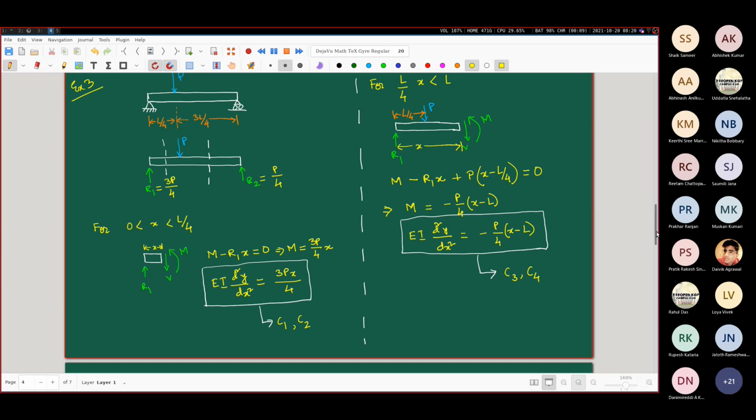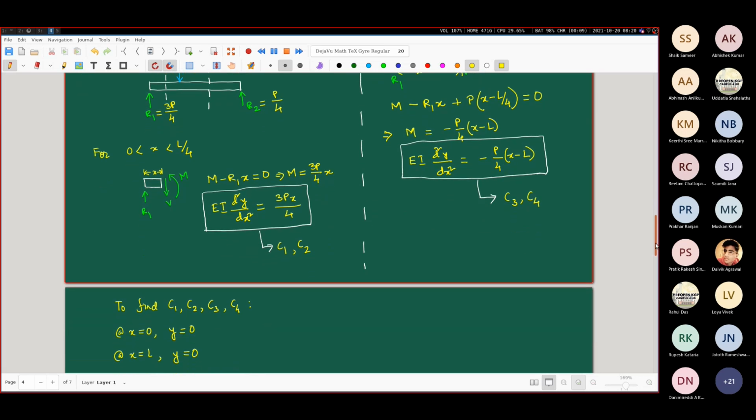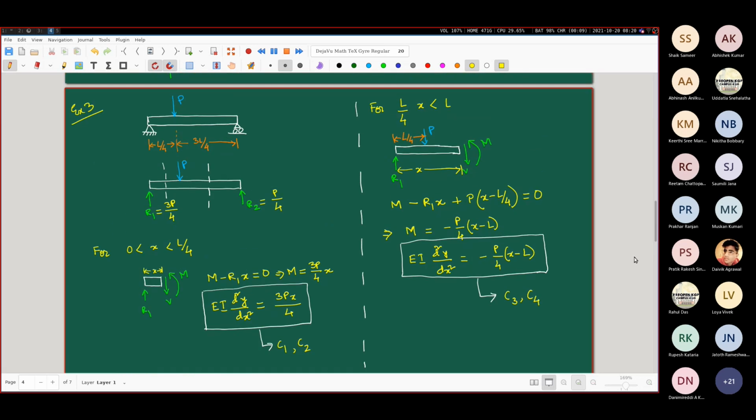What was the other condition someone mentioned? Someone said dy by dx is 0 at the point where P is applied. How do you know that? Another said that at x equal to L by 4, both equations will give the same y, and dy by dx will also be the same, meaning continuity and differential both same. Or M equal to 0 at x equal to 0 and x equal to L by 4. So we have a difference of opinion here.